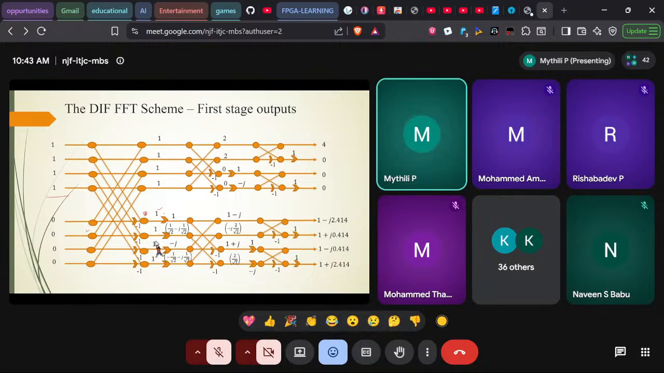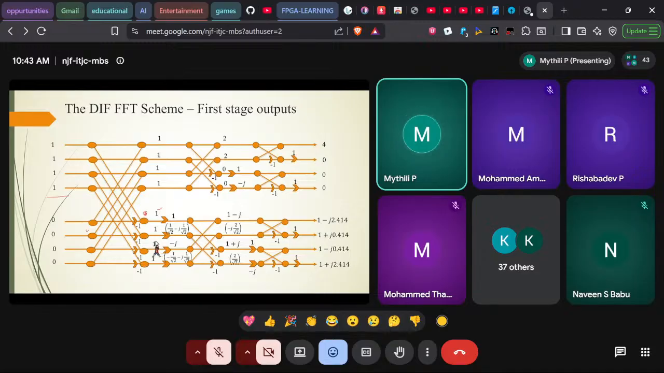And then we multiply with the W's first. The higher level W, 0, 1, 2, 3. Then again here you do the addition. Only the lower half has the W's, okay? The upper half doesn't have.